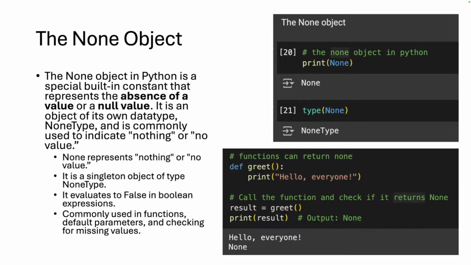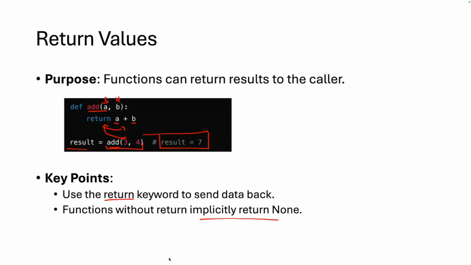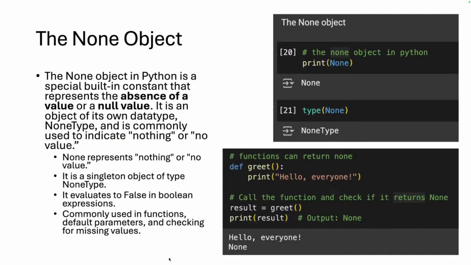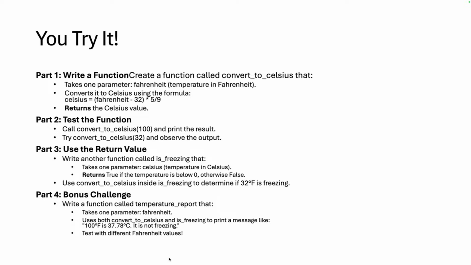So a couple other facts: it evaluates to false in Boolean expressions, but it's often used in functions as default parameters or to check for missing values. So you may see the none object out there. It's very common. I just want you to be aware of it. And it's the default value that's returned from functions when there's no return value. So in this one, we have a return value, but if we had no return value in our function, none is the default.